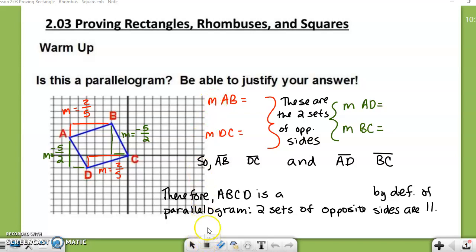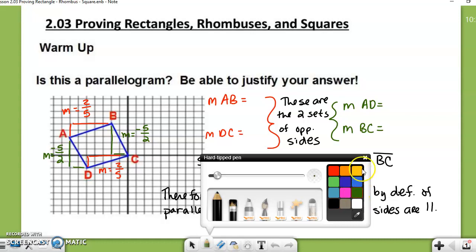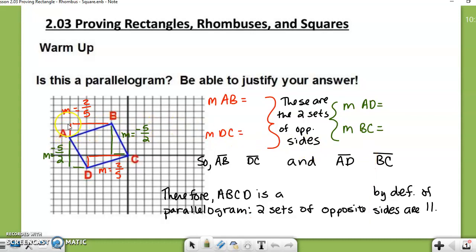The slope of AB, I could just count it off of the graph, is a rise of 2 and a run of 5. The slope of DC is a rise of 2, run of 5. So that's one set of opposite sides that have the same slope, or parallel. And then the slope of AD is a drop of 5 and a run of 2. BC is a drop of 5 and a run of 2. So, okay, that's another set. So AB and DC are parallel, and AD and BC are parallel because they have the same slope.